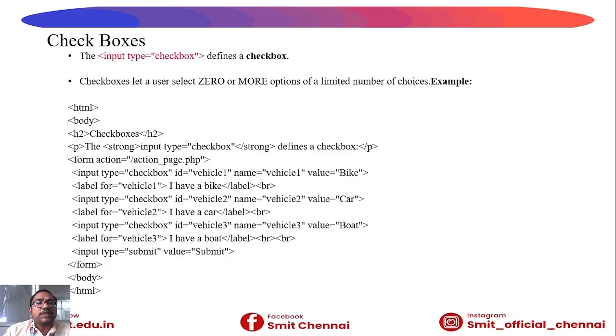Next one is checkbox. The syntax is input type is equal to checkbox, which will define a checkbox, and this lets the user to select more number of options in the given choices. Now when you see this example code, we have created three checkboxes. So first one is vehicle 1, second is vehicle 2, and third one is vehicle 3. So under the three things you can select the maximum number of choices. So that's the main usage of this checkbox.